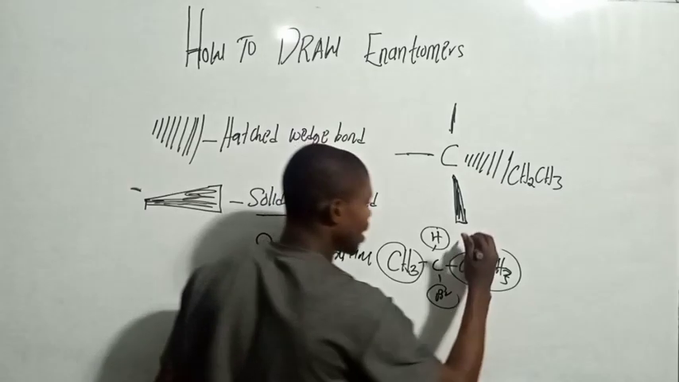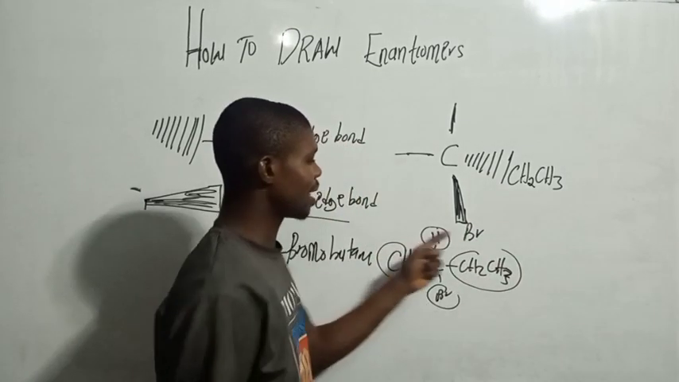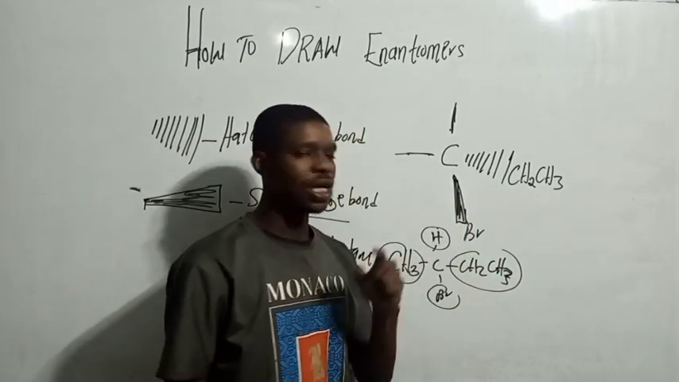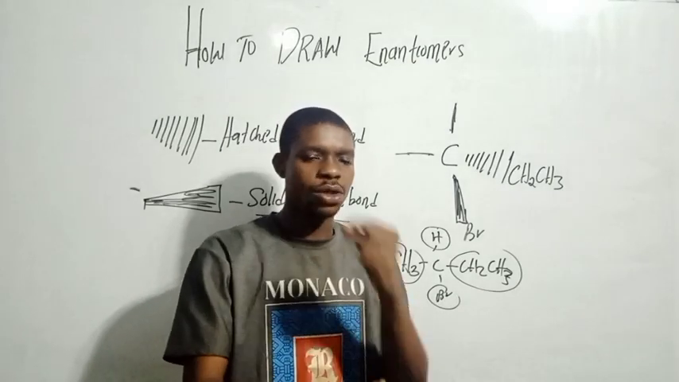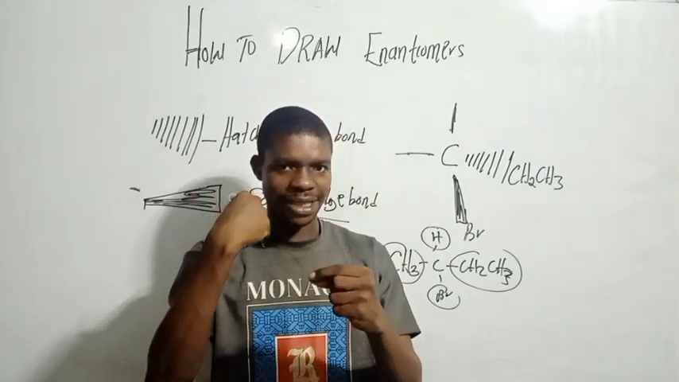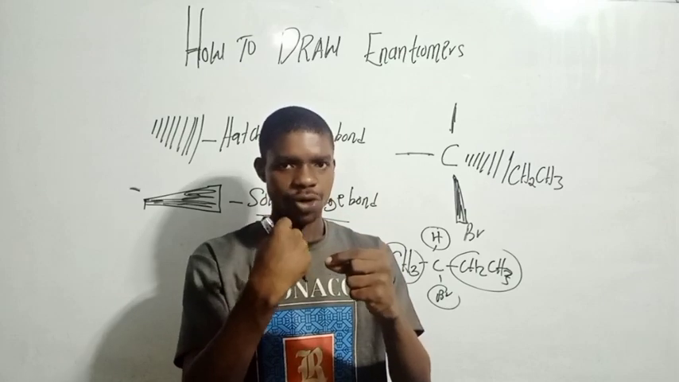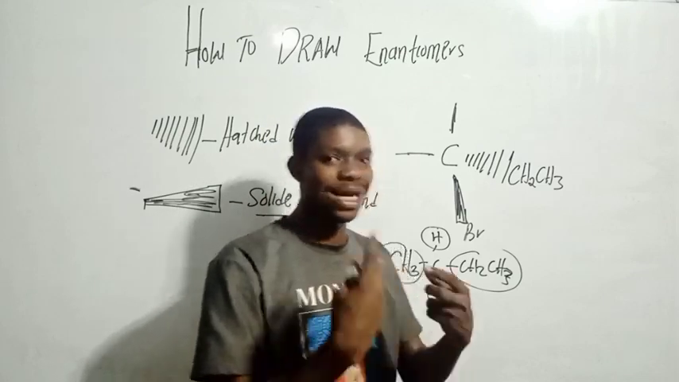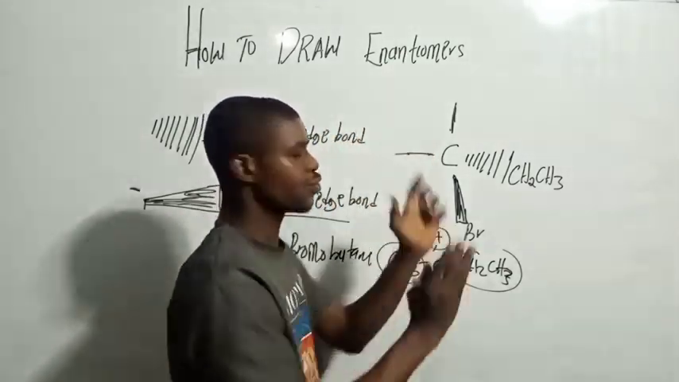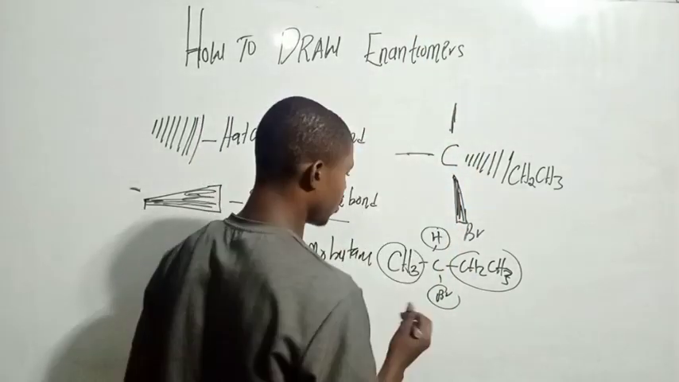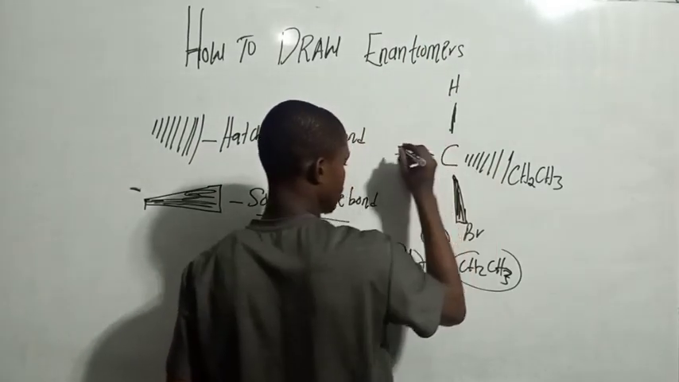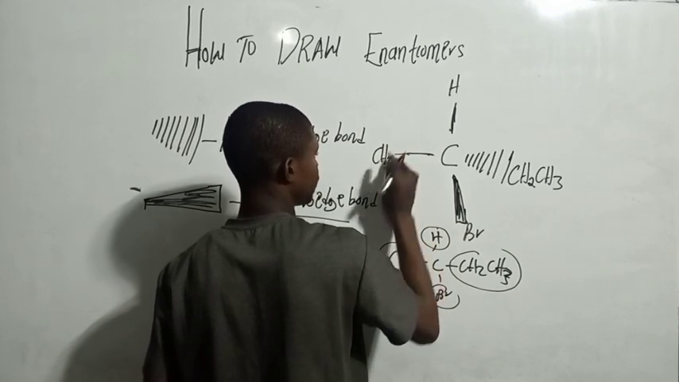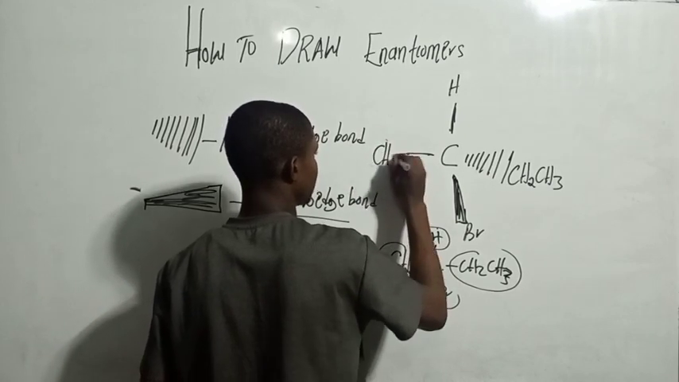Now, like I said, to put one here, any group you put here represents that it's pointing towards you. It's projecting towards the viewer. So you can see it clearly. Then here we have some just in the plane. So here we have hydrogen and CH3. Do you see that?